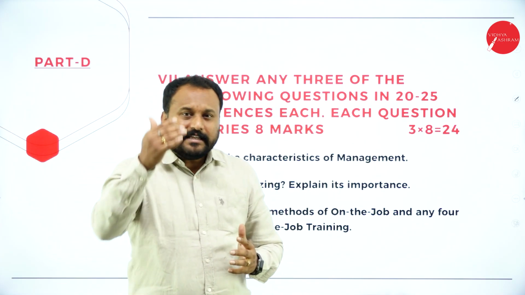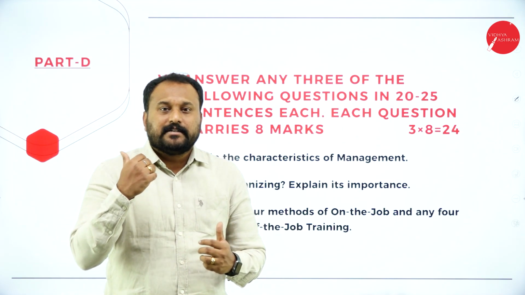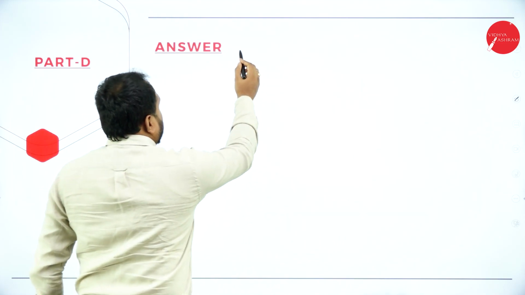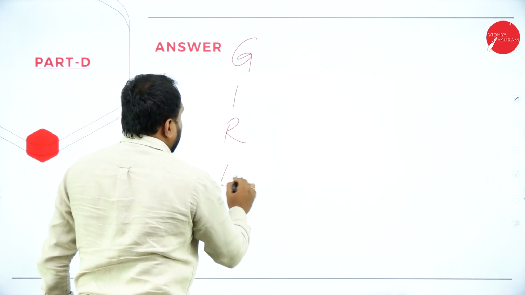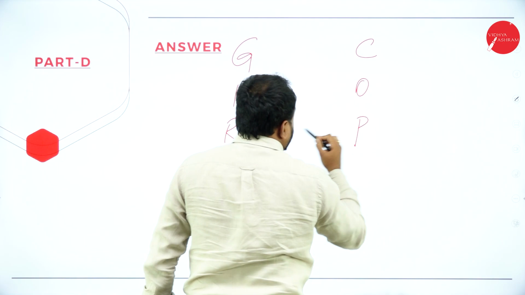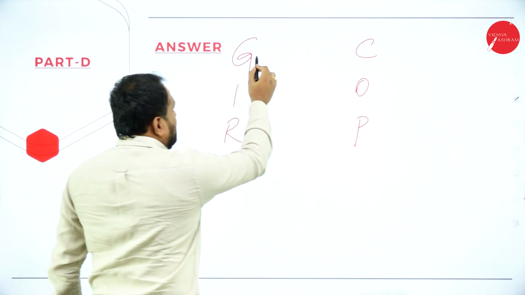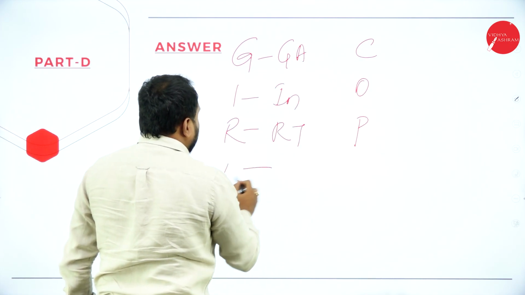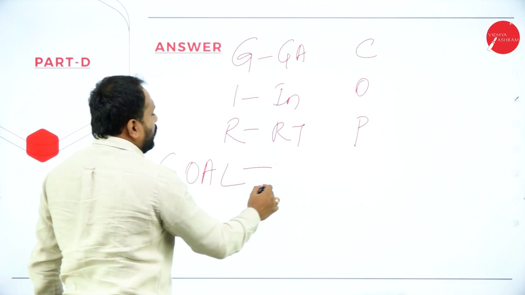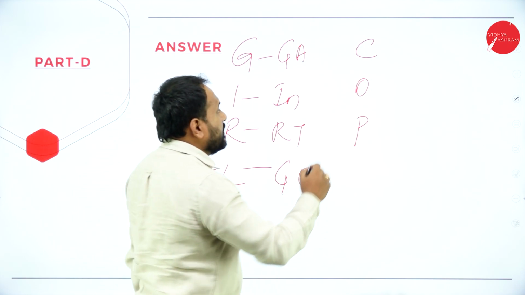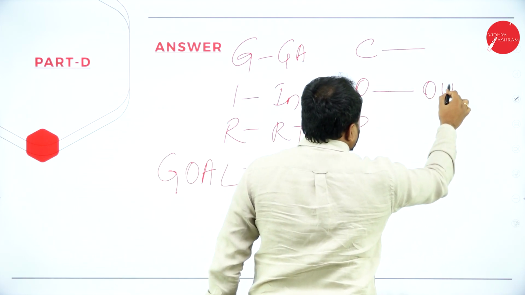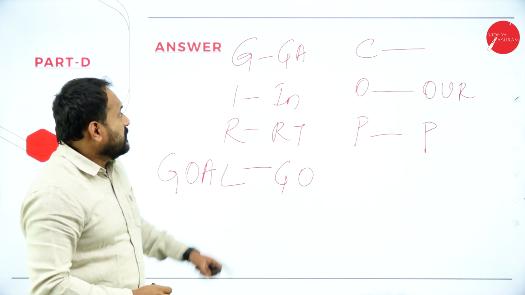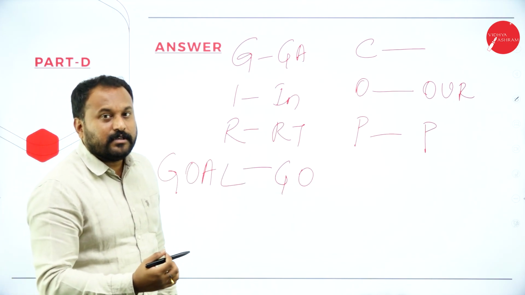Now management characteristics, if you go with it, it is the same. I have given you a trick how to remember the characteristics of management. I'll just write it for you. GIRL, girl cop. G, group activity. I, intangible. R, reduces time. L, it's like GOAL, goal oriented. C, continuous process. O, optimum utilization of resources. P, pervasive.